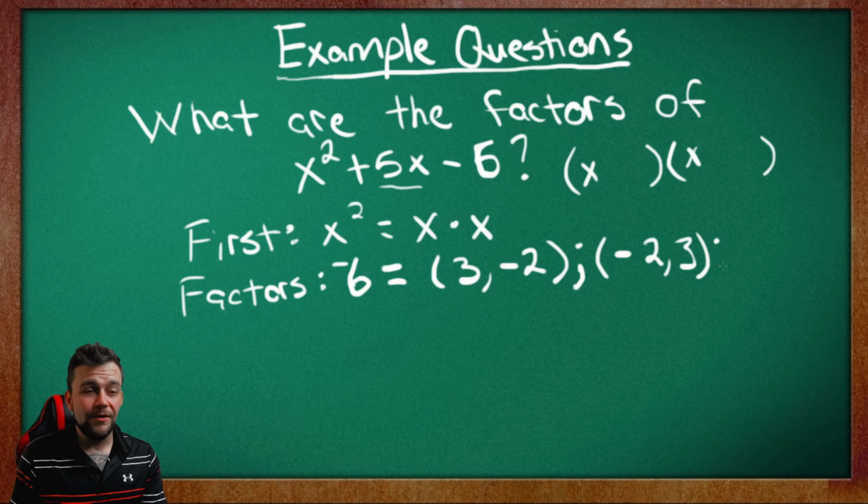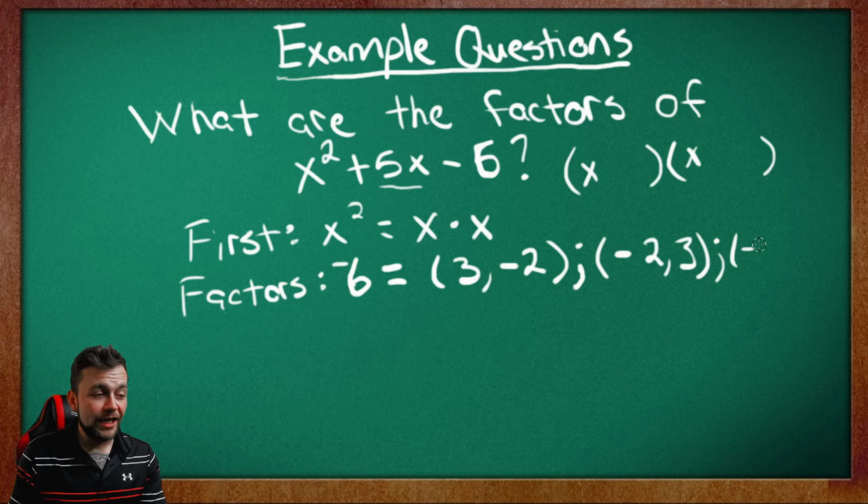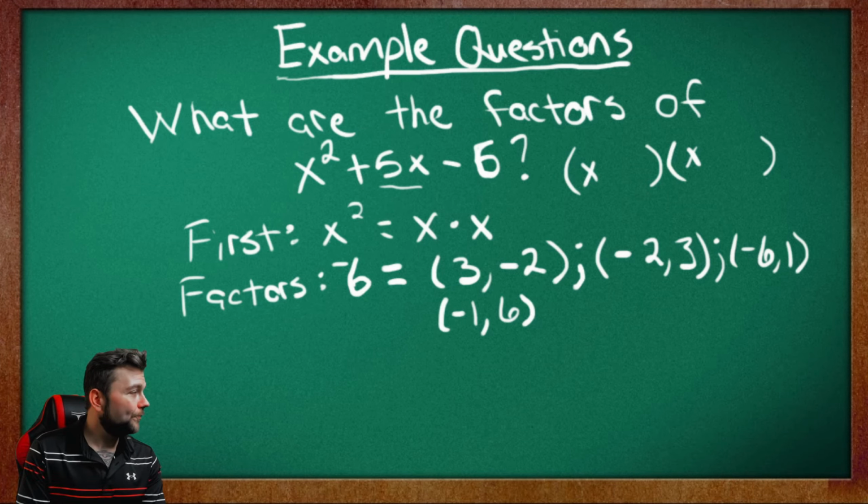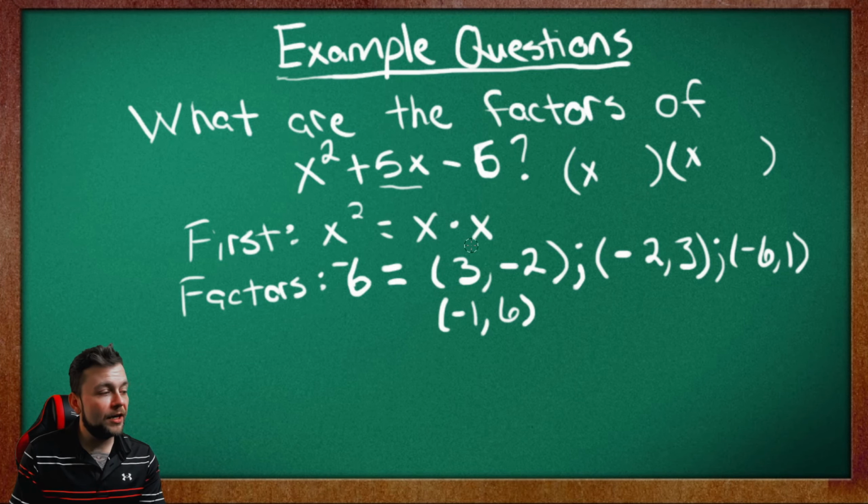What's another factor? We have more. It is negative 6 and 1. And our last factor of negative 6 is negative 1 and 6. So all of these numbers, when you multiply them together, right? When you multiply 3 and negative 2, you get the negative 6. That's what the factors are, okay?